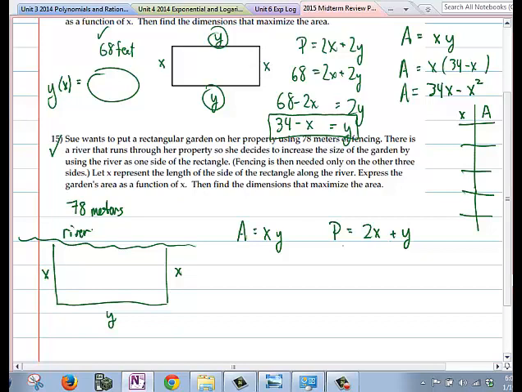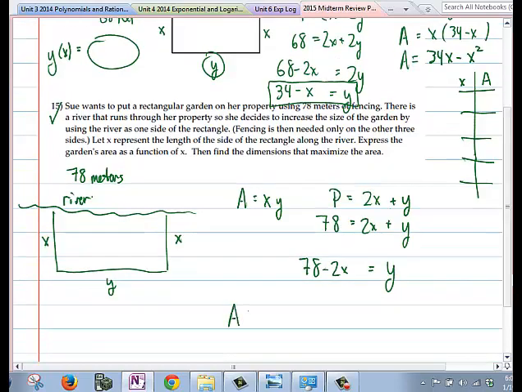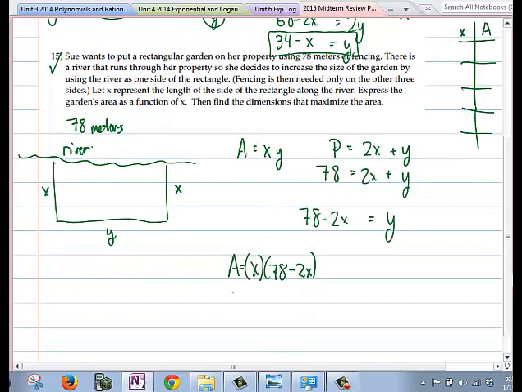So when we solve for y as a function of x, 78 is the perimeter, 2x plus y, and we solve for y, we get 78 minus 2x. We're going to use that in the area equation. Area equals x times 78 minus 2x. And we're going to simplify that. We have 78x minus 2x squared.